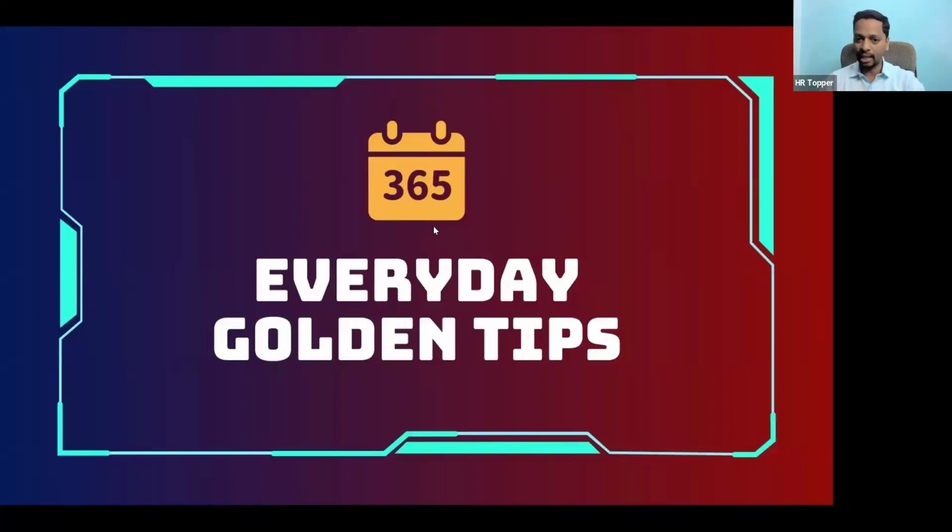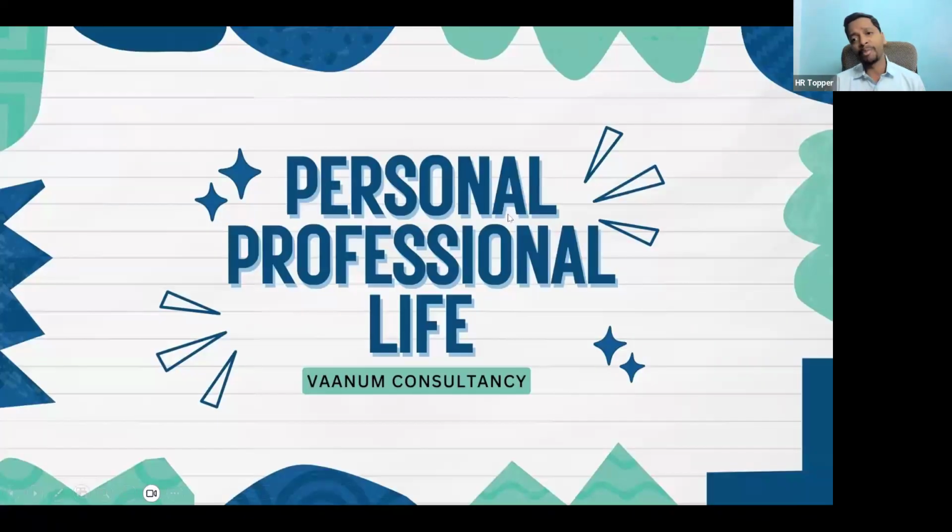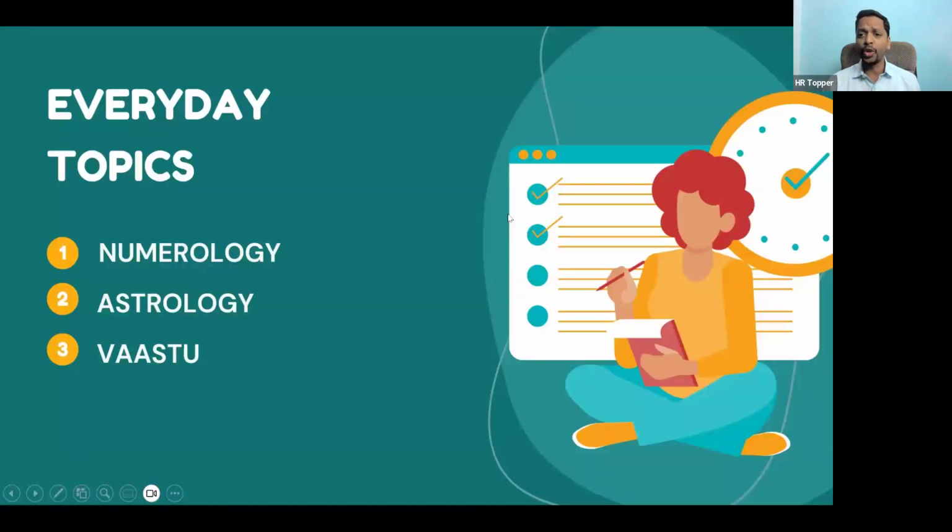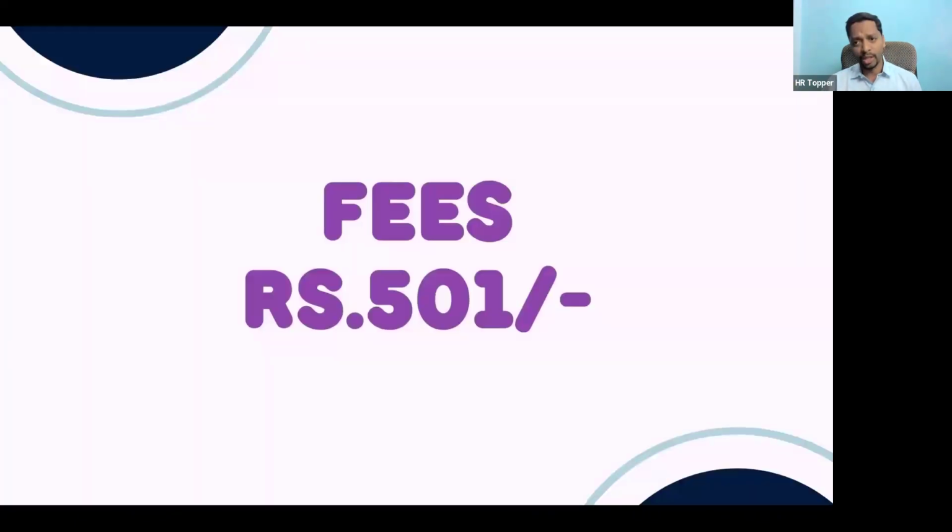As I explained, I will give you 365 remedies, one every day. So by the end of this year, you will be a different person. Not only for you, you can apply it to your whole family and share it with your friends, for your personal and professional life. It will be based on numerology, astrology, and vastu. The fees I will charge is 501 rupees.